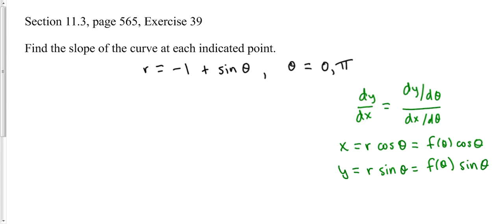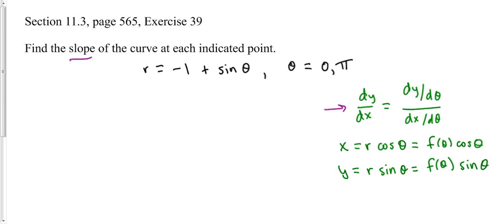Let's do section 11.3, page 565, exercise 39, which reads, find the slope of the curve at each indicated point. For exercise 39, r is equal to -1 plus sine theta, and the indicated points are theta equals 0 and theta equals pi.